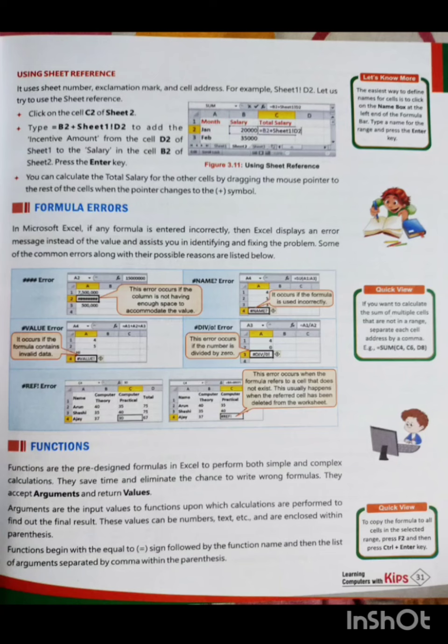Next, to add the incentive amount from the cell D2 of Sheet 1 to the salary in the cell B2 of Sheet 2, we press the Enter key. So if we want to create a cell reference across worksheets using the sheet references, we have to mention the worksheet name, then put an exclamation sign, then the cell number. This is how we can create a cell reference using the sheet reference.